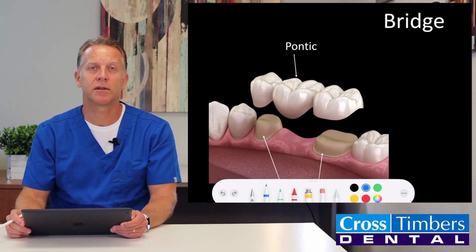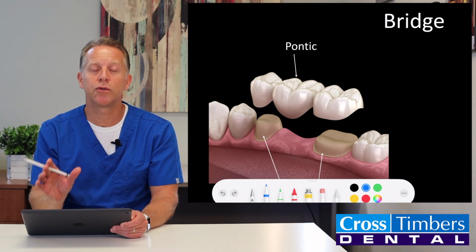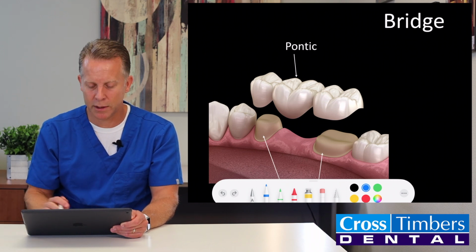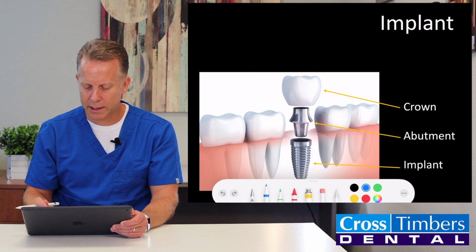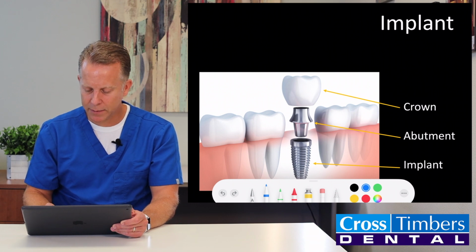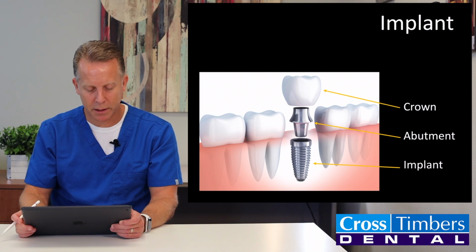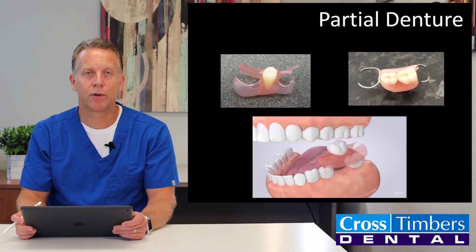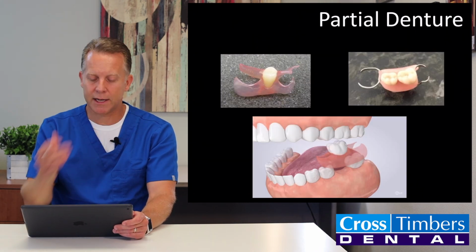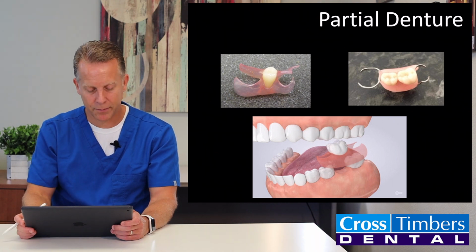A bridge is basically a series of 3 crowns that lay across 2 teeth in order to replace the missing tooth in the middle. The other one is called an implant, and that is basically an artificial root where the old root used to be. And then the other one is called a partial denture, and this is a removable prosthetic that goes in and out of the mouth.